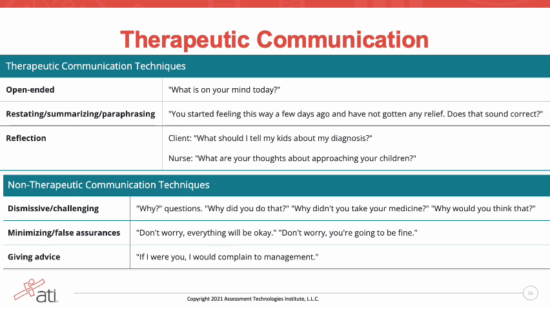Restating, paraphrasing, and summarizing all require the nurse to repeat the message back to the client to ensure there was no misunderstanding between the participants. This gives the clients a chance to clarify if the nurse misheard or misunderstood. Active listening and restating are helpful to clarify what has been said. For instance, at the end of the discussion, the nurse could summarize what the client has said and then ask if this is correct. This shows the client the nurse was listening and also allows for the chance to correct any misunderstandings or miscommunications.